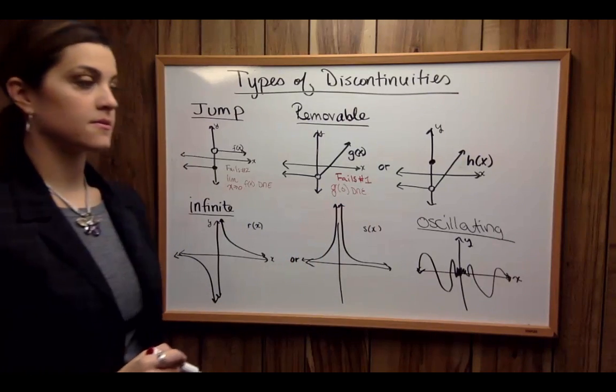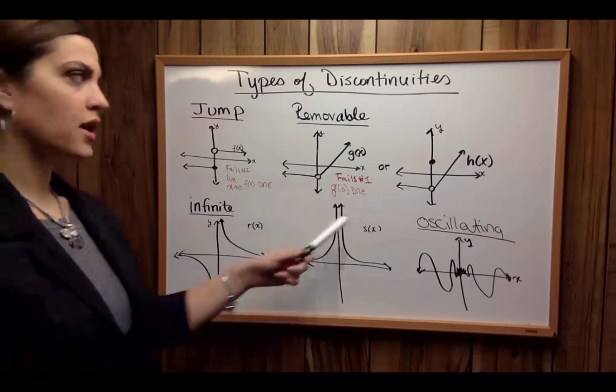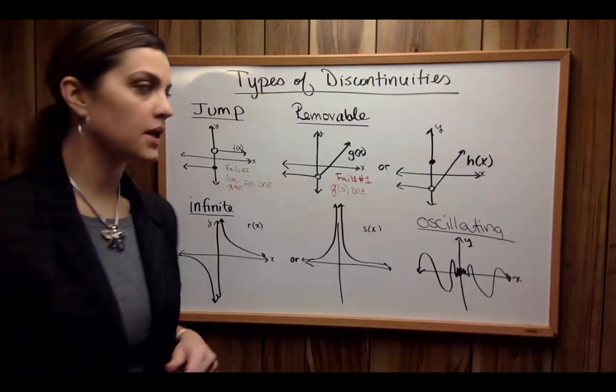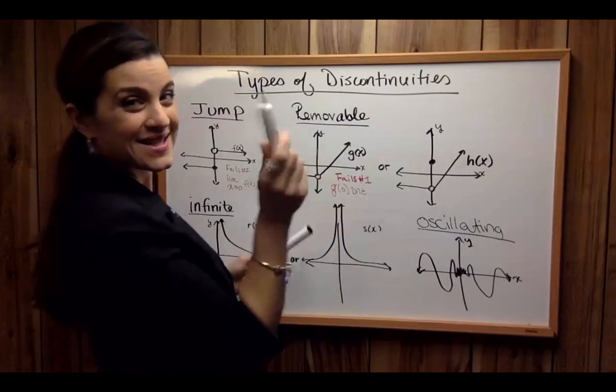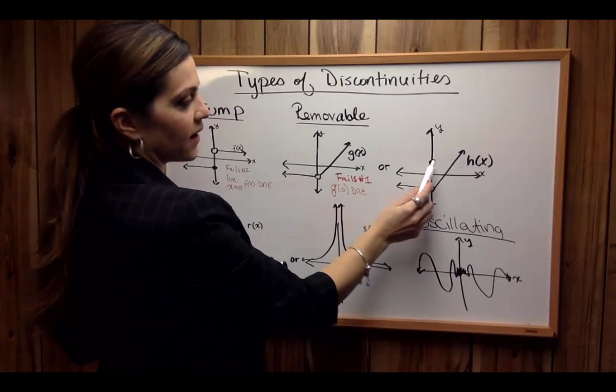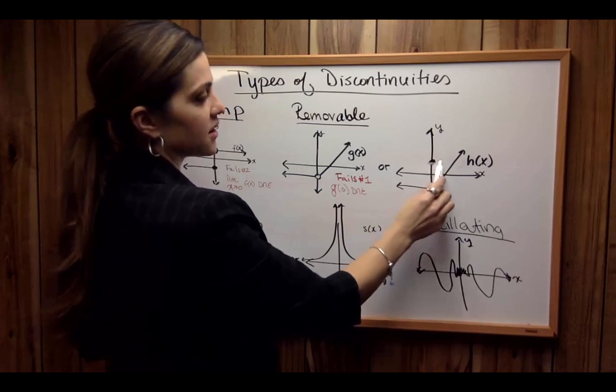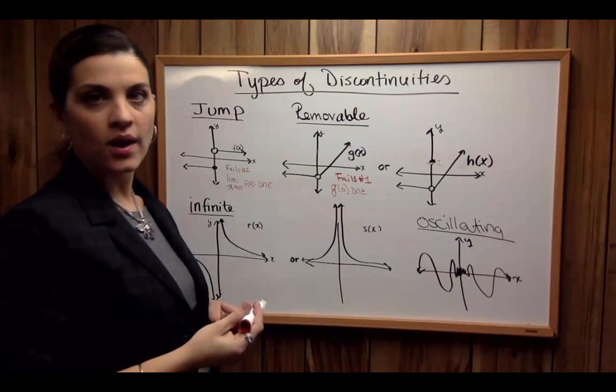DNE, does not exist. Now if we look at the second example of removable discontinuity, same picture, right, except it has a value. The value is defined here. And let's say that value is 1. Y is 1.